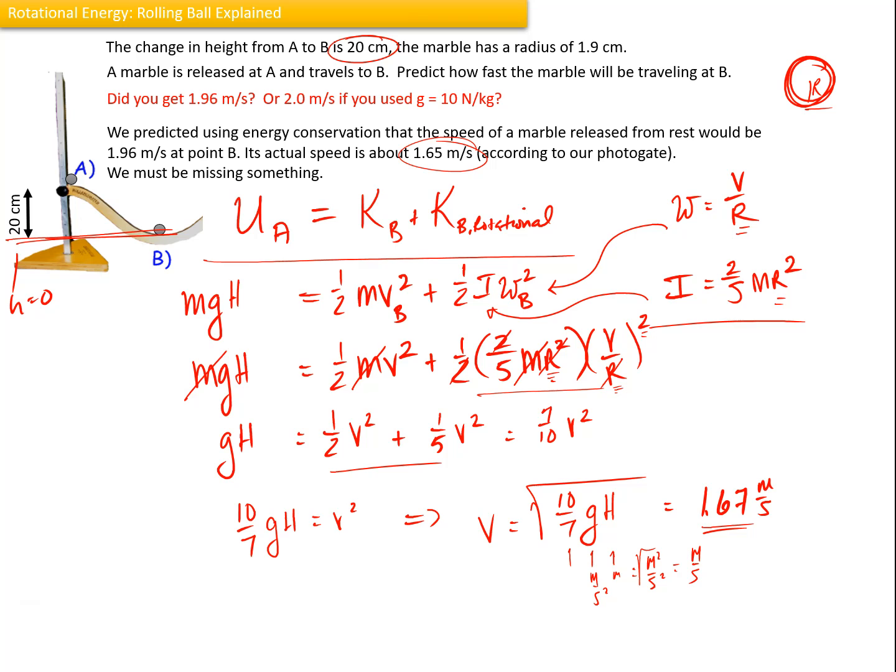So that's one type of problem where you have an object that's actually falling and also rolling as it's falling. We can solve it using regular conservation of energy. We just had to add this new kinetic energy term. So let's look at one more.